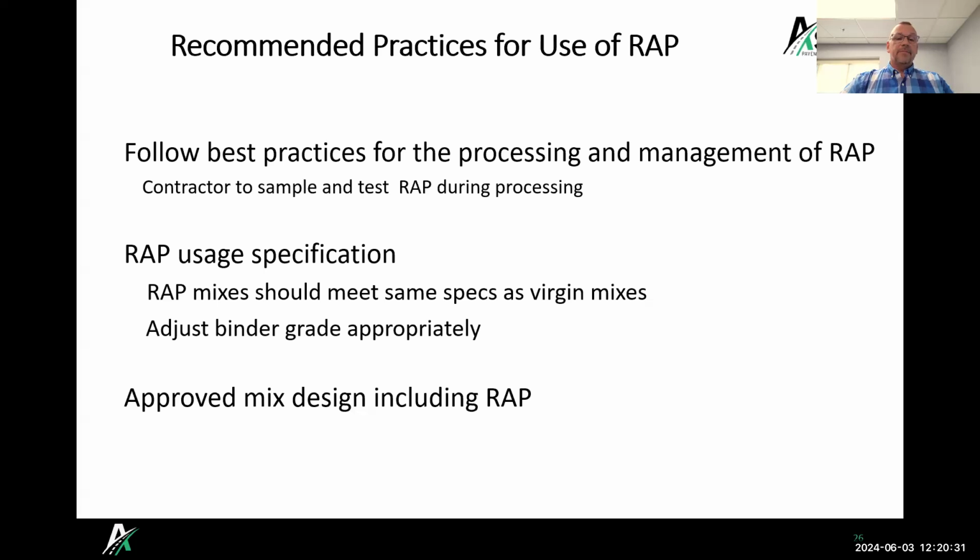So recommended best practices, really processing and management of the wrap. As we're processing the wrap, we've got to sample and test that. You've got to have a wrap usage specification. So wrap mixes, if we're incorporating wrap into our mix, it's got to meet the same specs. And then we need to adjust our binder grade appropriately. And it's very important that you have an approved mix design that includes the wrap.